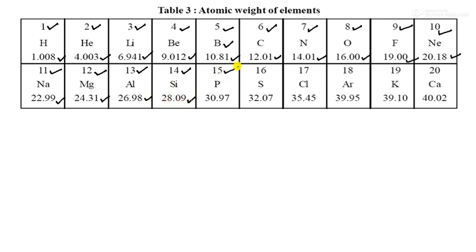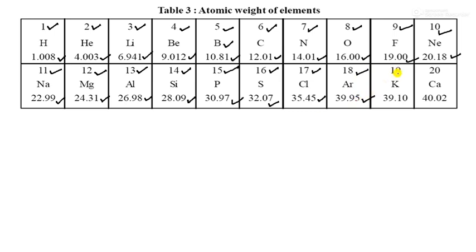28.08. Now phosphorus has atomic number 15 and the mass is 30.97. And sulfur, atomic number is 16 and the atomic mass is 32.07. And what about chlorine? Atomic number is 17 and the mass is 35.45. What about argon? Atomic number is 18 and the mass is 39.95.